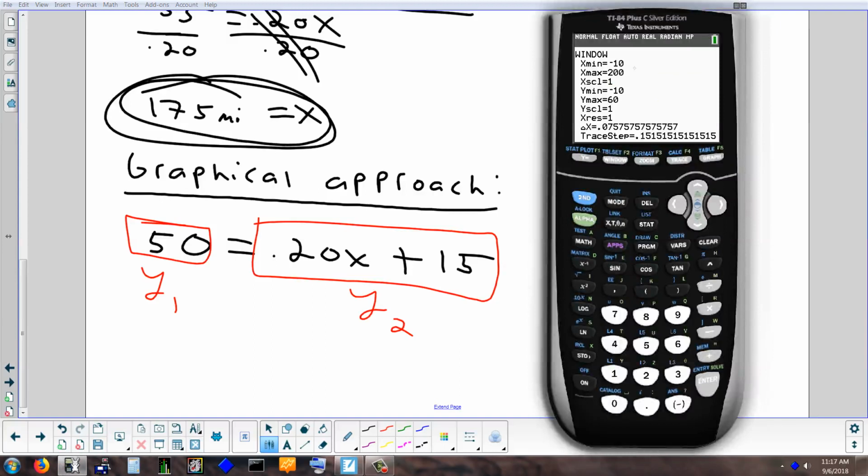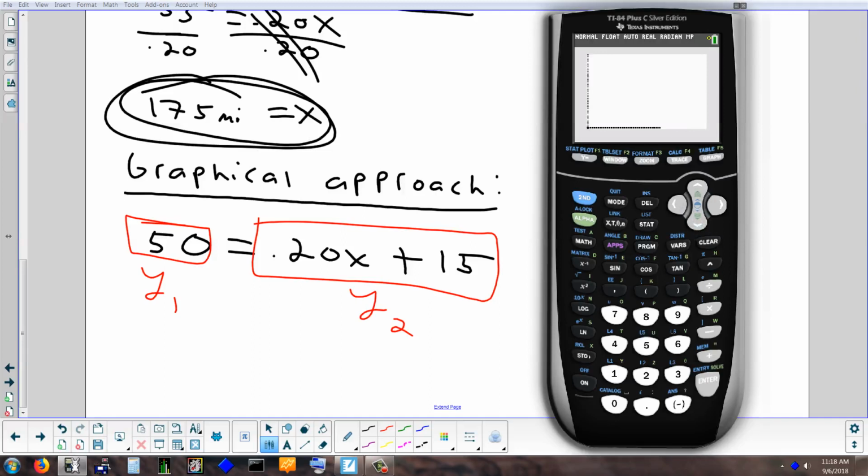Now, while we're here, let's look at a couple other numbers. What was x again in this problem? What did x represent? Miles. Does it make sense to have negative miles? No. So really, having x at negative 10 has no meaning. If you want to set it to 0, you can. There's no reason to look at negatives. There's also no reason to look at negative cost. They're not going to pay you to rent the car. So really, you don't need to look at negatives at all.